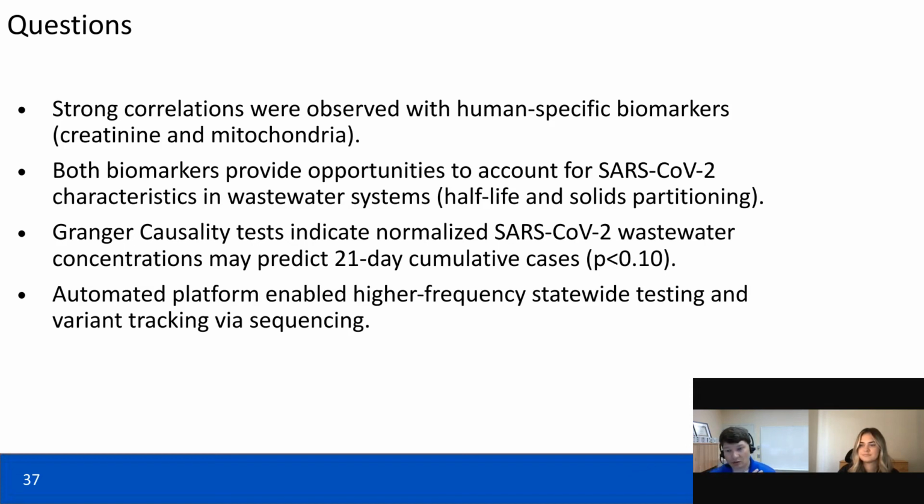The mitochondria normalization needs more work. There have been efforts to quantify the number of mitochondria that an individual sheds, and there have been efforts to quantify mitochondria in wastewater collected at the municipality. But when you try to back calculate the number of individuals based on those numbers, we ended up estimating that Lawrence had a population of like 1 million, which is much higher than what we actually have in Lawrence. And so there's still some work on these normalizing biomarkers if you want to try and get a sense of the exact number of people contributing to that system.